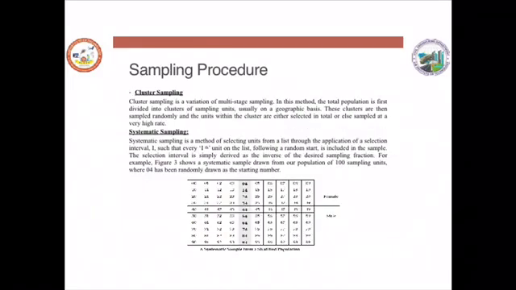The next method we have is cluster sampling. Cluster sampling is a little variation. The next and last method of random sampling is systematic sampling.